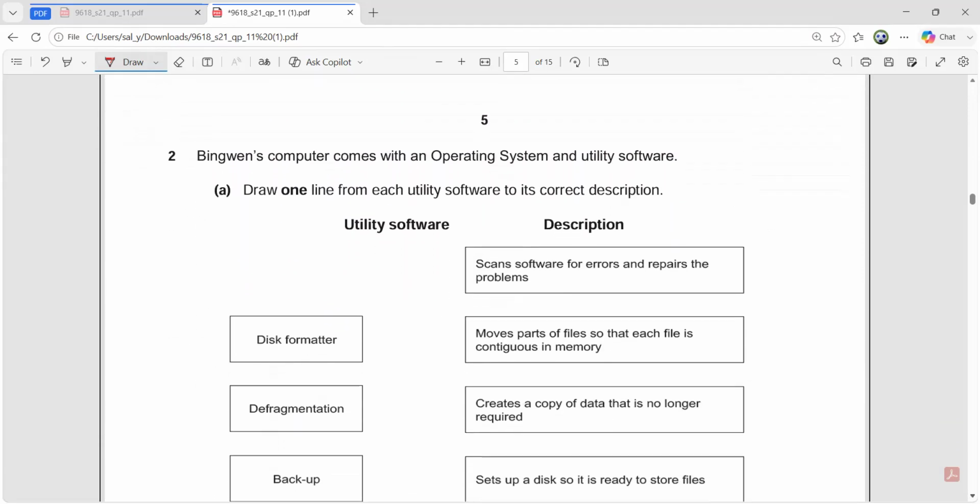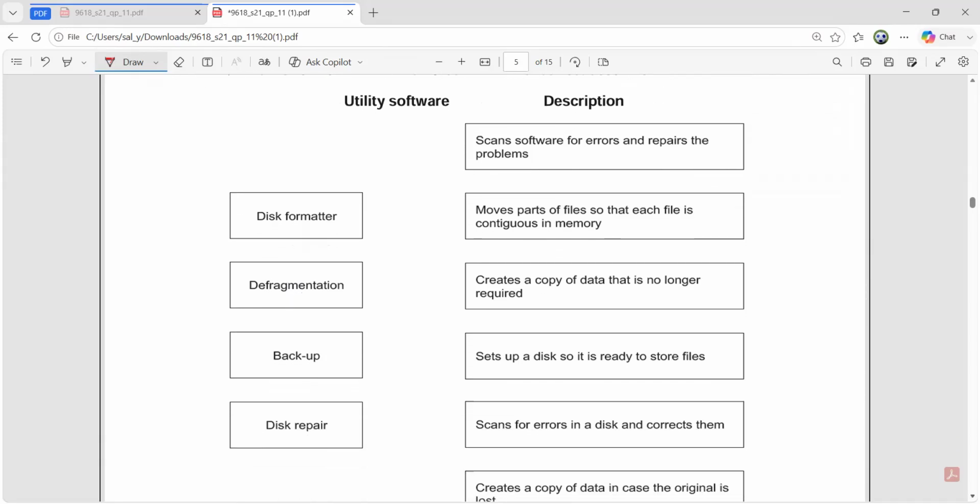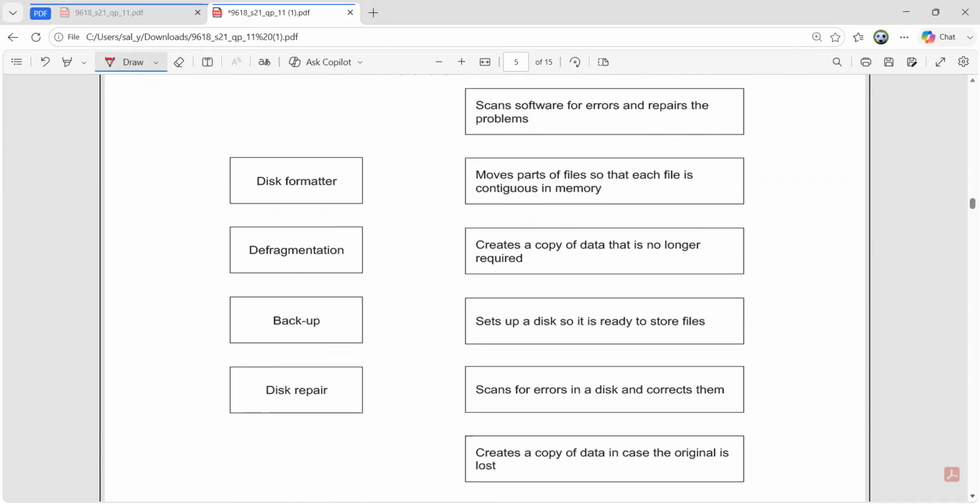Question number 2. Bingwen's computer comes with an operating system and utility software. Draw one line from each utility software to its correct description. So let's see, the utility software is on the left-hand side and the descriptions are on the right-hand side. So which are the utility software that is mentioned here? Disk formatter, defragmentation, backup, and disk repair.